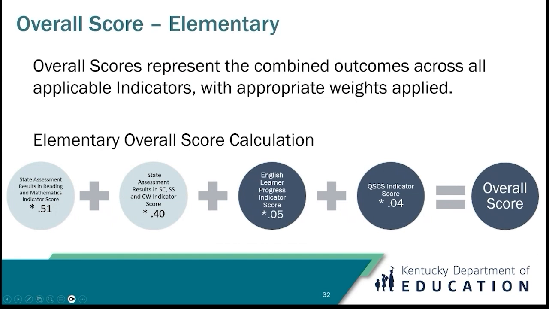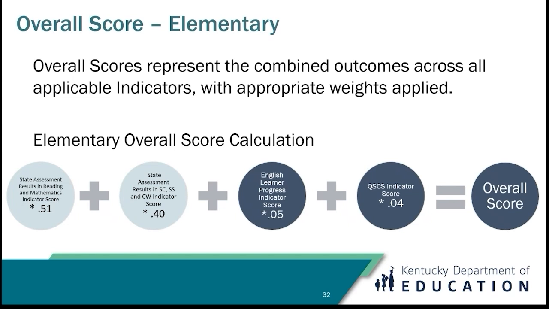As the slide states, the overall score represents the combined outcomes across all applicable indicators with the appropriate weights combined. You'll notice that for this example, the indicator for reading and mathematics and the indicator for science, social studies, and combined writing are a different color. That's simply to highlight the indicators that we're discussing in this particular training module. To calculate overall score, you will first multiply each indicator score by the appropriate weight, which we took from the table on the previous slide. After you have those weighted scores for each indicator, you add them all together to get the overall score.